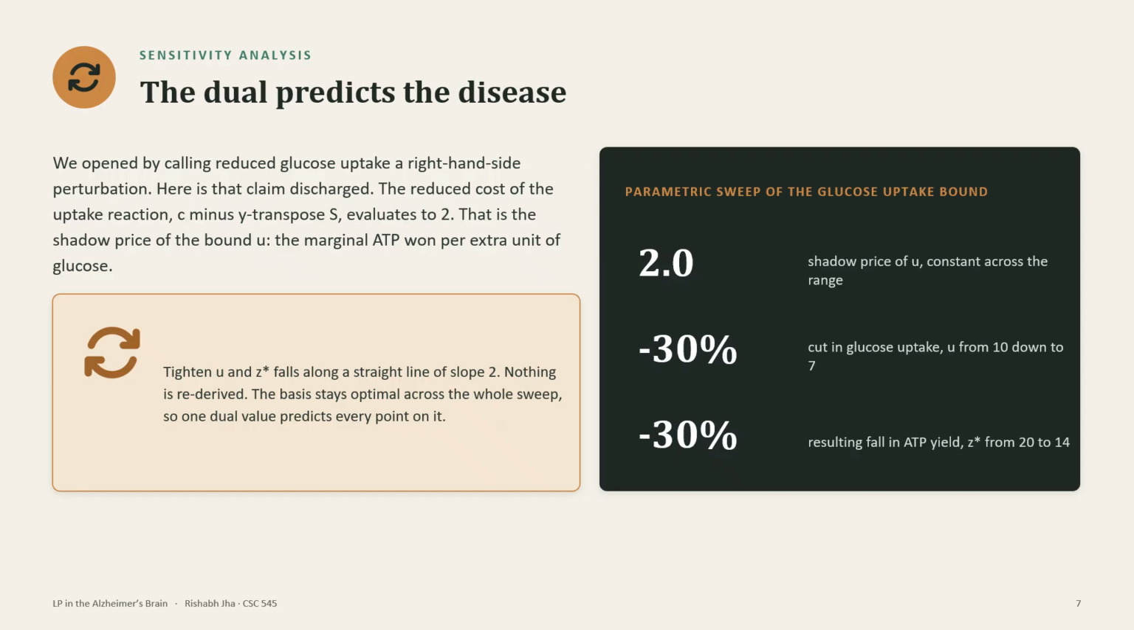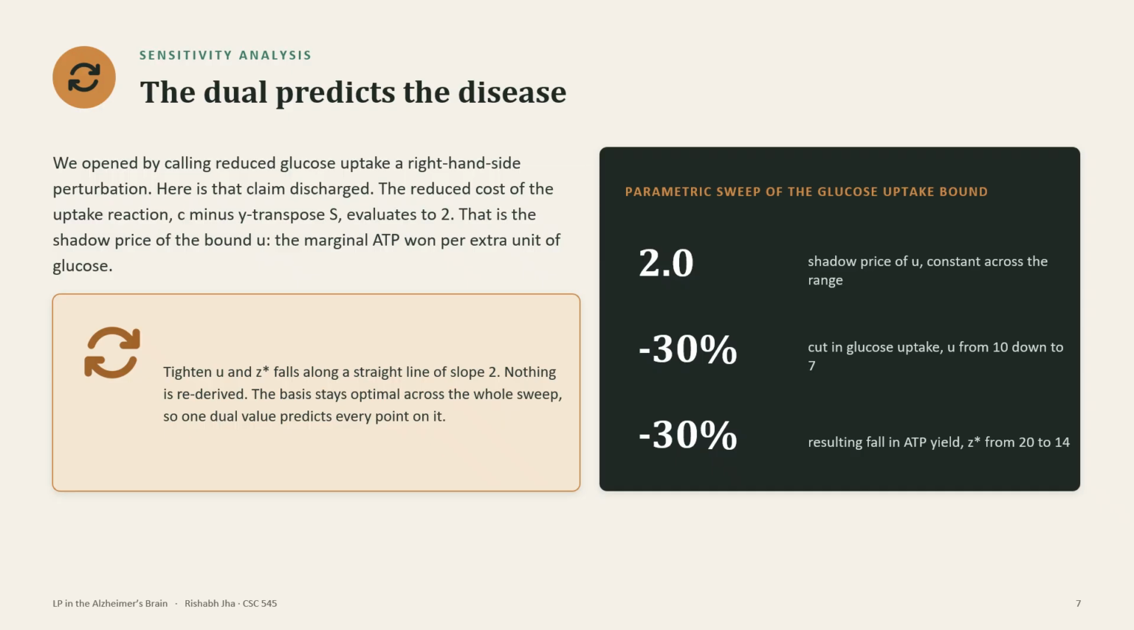Now let's do the sweep. Cut uptake 30% from 10 to 7, let's say, roughly the scale seen on a PET scan. Now ATP yield falls from 20 to 14, also 30%. These two identical percentages are the moment where we see the pass-through is linear, because the basis never changes across the sweeps. One dual member predicted every point on that line, and the LP resolved nothing to know it.